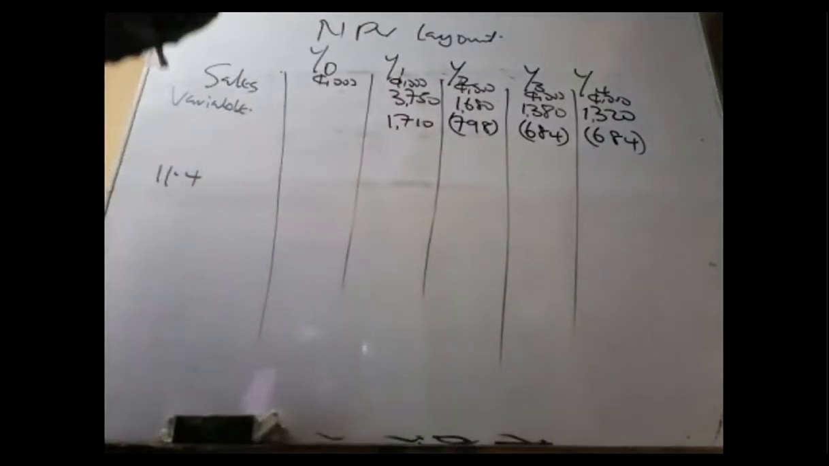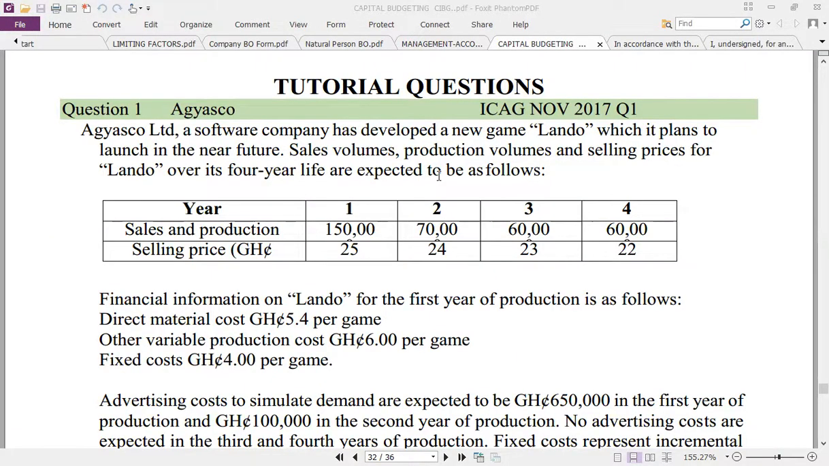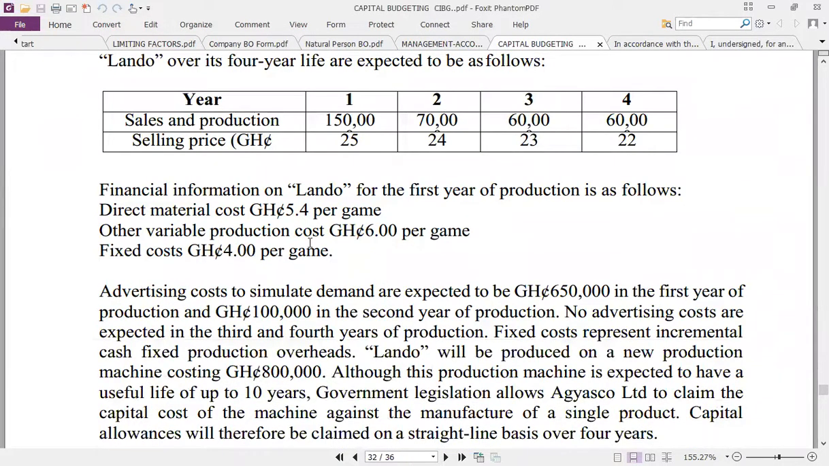Let's go. Is there any fixed cost in the question? Let's go and pick the fixed cost from the question. So the fixed cost is 4 per game. So how do you get a fixed cost? Now this particular question, the only challenge was the fixed cost. Now for the fixed cost, we cannot be multiplying 4 by 150 by 70 by 60. No, if you do that, you've changed it to a variable cost. Fixed costs remain fixed within a relevant range.